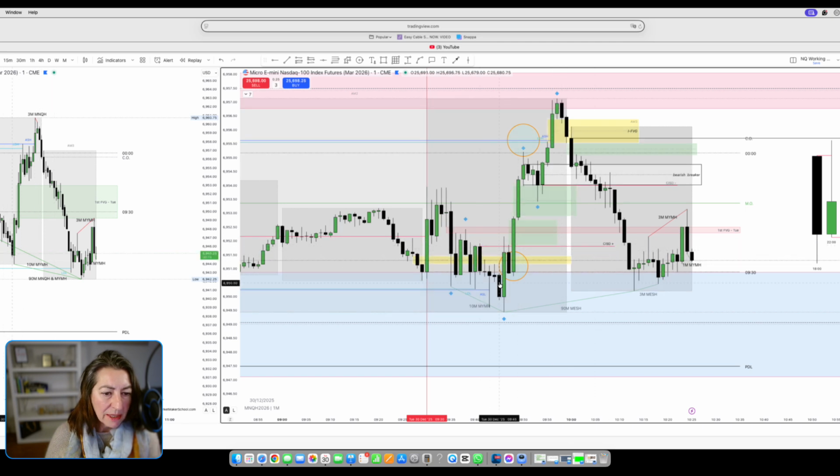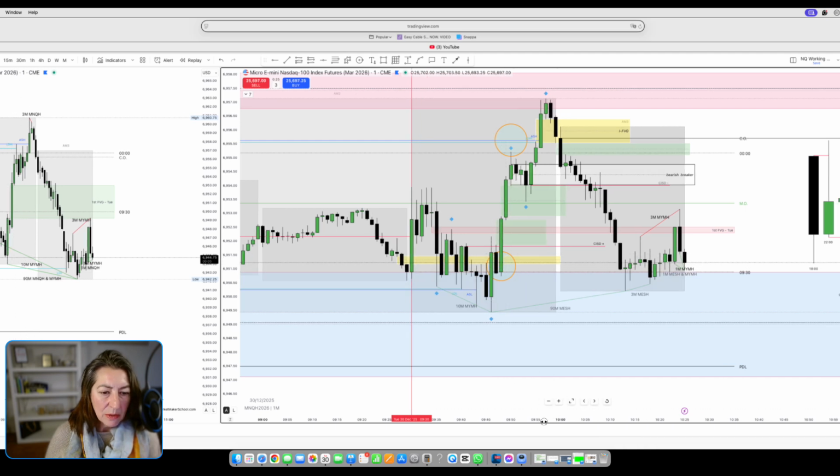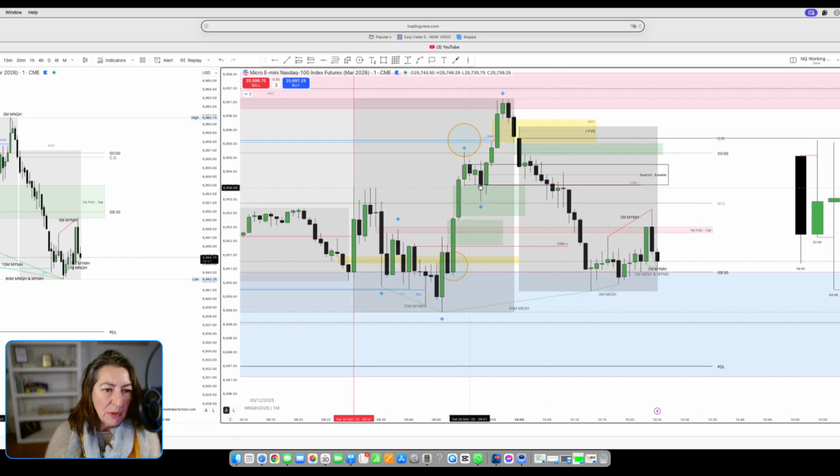Why is this the change in the state of delivery? Because this is the series of down close candles that supported price moving up. I entered the trade here. I'll show that to you in just a second. Price moved up very quickly.